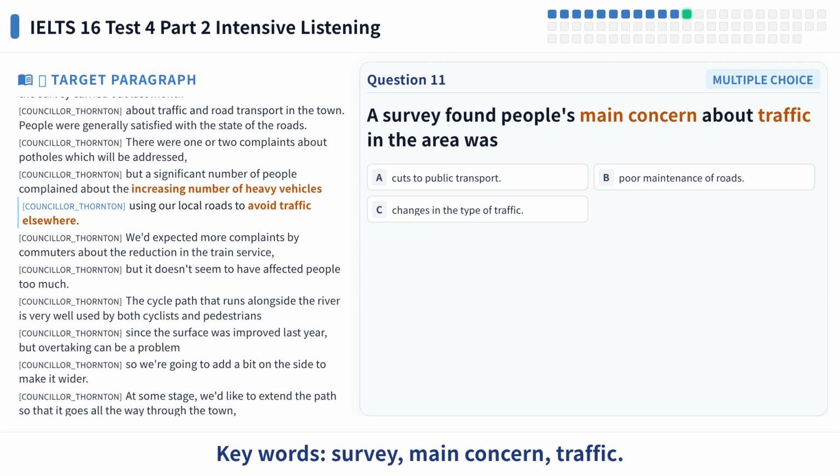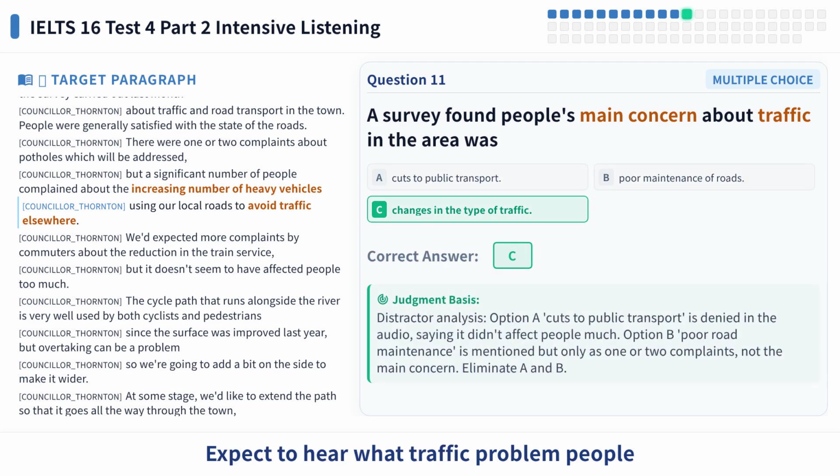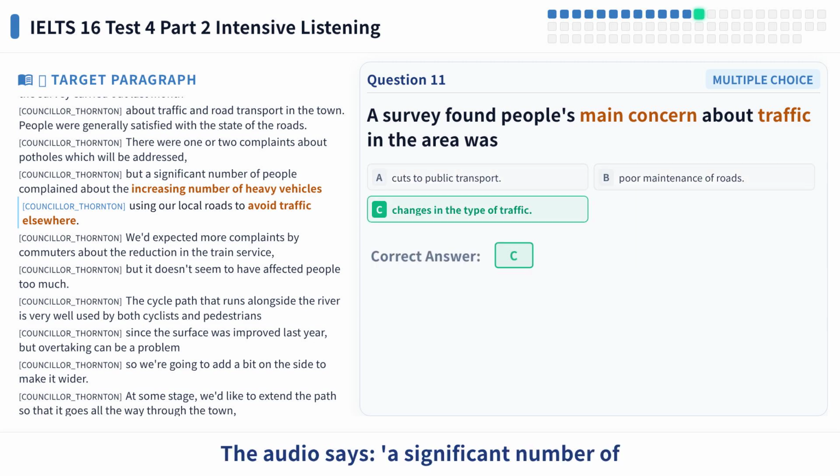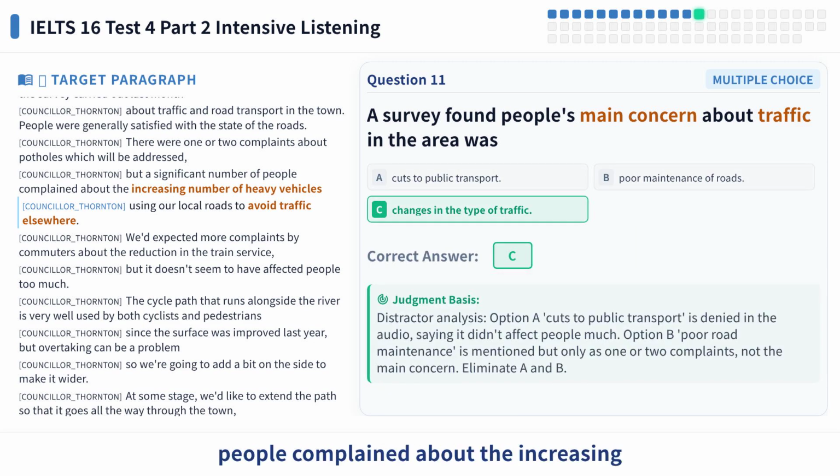Keywords: survey, main concern, traffic. Expect to hear what traffic problem people worried about most. Located in Information Block 1. The audio says, a significant number of people complained about the increasing number of heavy vehicles. The signal word complained about is followed by the answer.